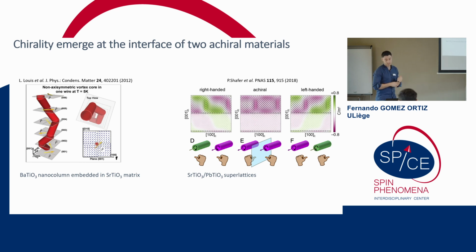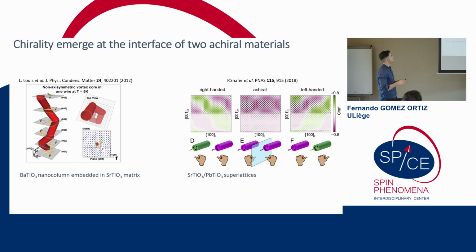Chirality is the mathematical property of an object that cannot be superimposed on its mirror image. So the chirality in this system is also an emergent property, as bulk lead titanate and strontium titanate are materials that are not chiral. However, when we combine both of them, the topological textures that emerge do present chirality. So this is also a cool thing. And this has been known for many years.